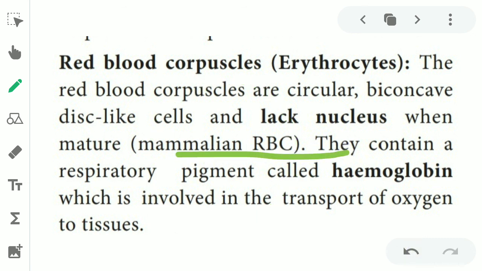Mature mammalian RBC lack a nucleus. They contain the pigment called hemoglobin. Why do mature RBCs lack a nucleus? That place is occupied by oxygen, which is involved in the transport of oxygen to tissues.